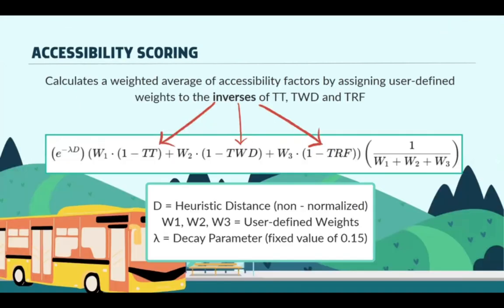Our accessibility score is calculated using the formula shown here, with each factor being subtracted from 1. This inversion ensures that lower values, which indicate better accessibility, are rewarded, while higher values are penalized. We introduce an exponential decay factor, e to the power of negative lambda d, where lambda is the decay parameter set to 0.15 and d represents our heuristic distance.